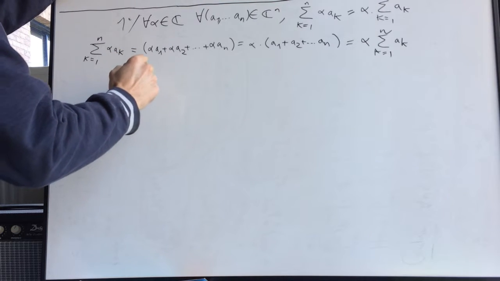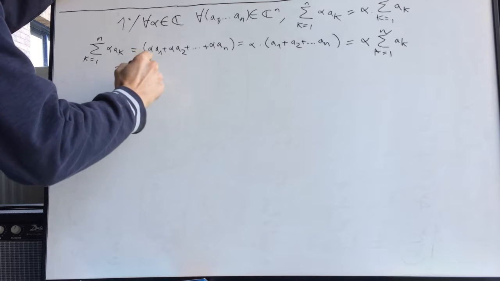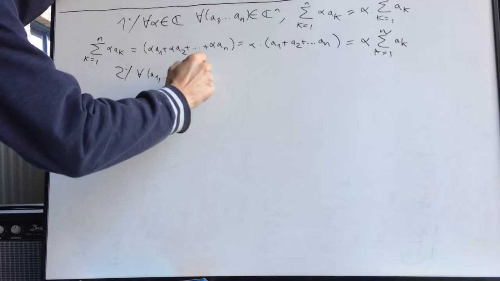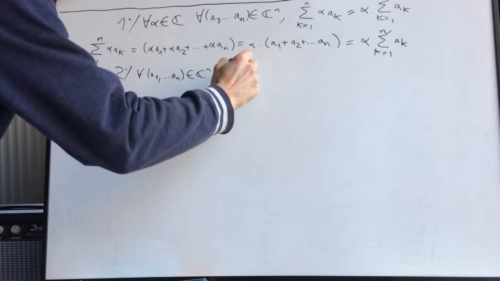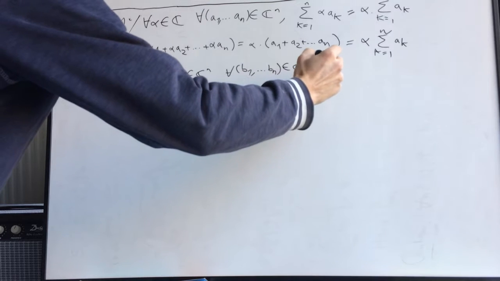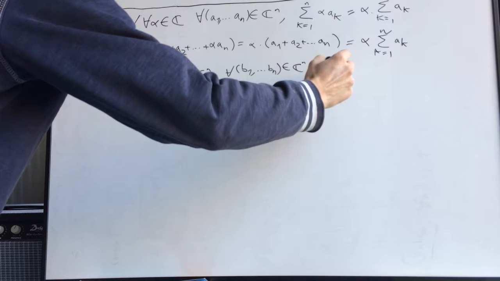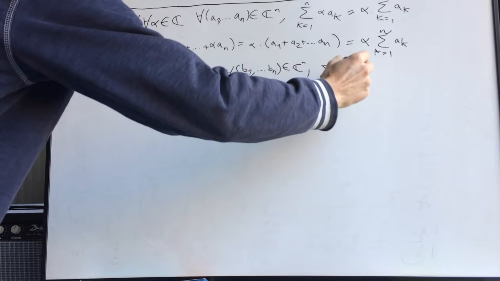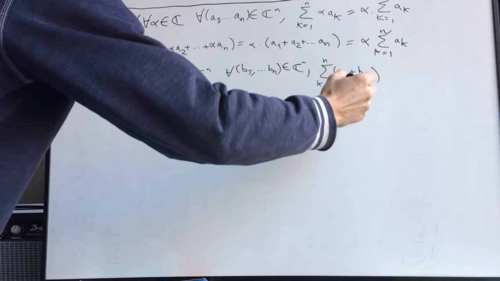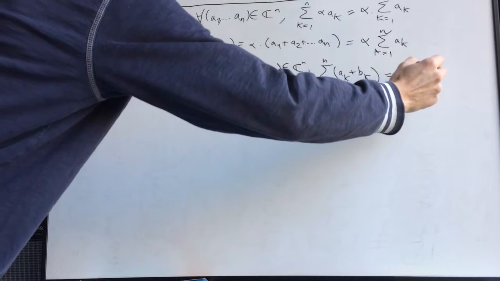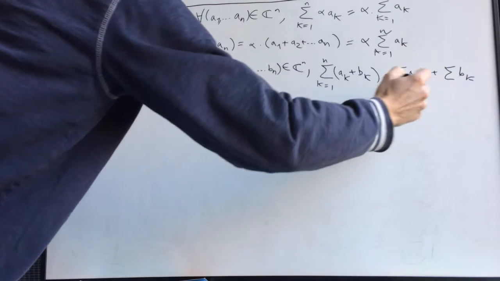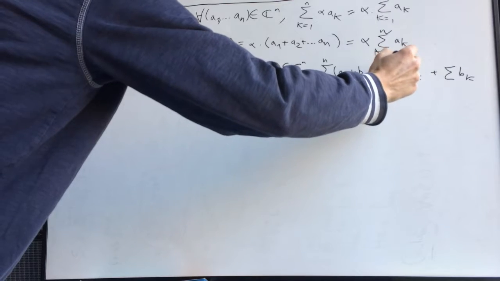Secondly, we're going to prove that for each family of complex numbers a sub 1 and so on, a sub n, and for each family of complex numbers b sub 1 and so on, b sub n, the summation of a sub k plus b sub k, k equals 1 to n, is equal to the summation of a sub k plus the summation of b sub k, k equals 1 to n.